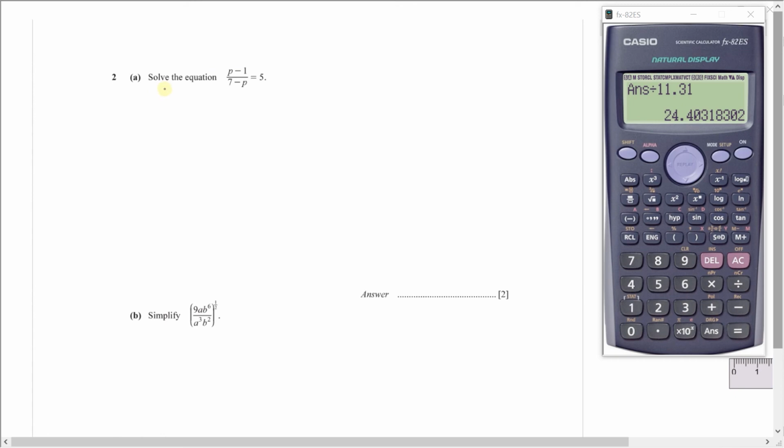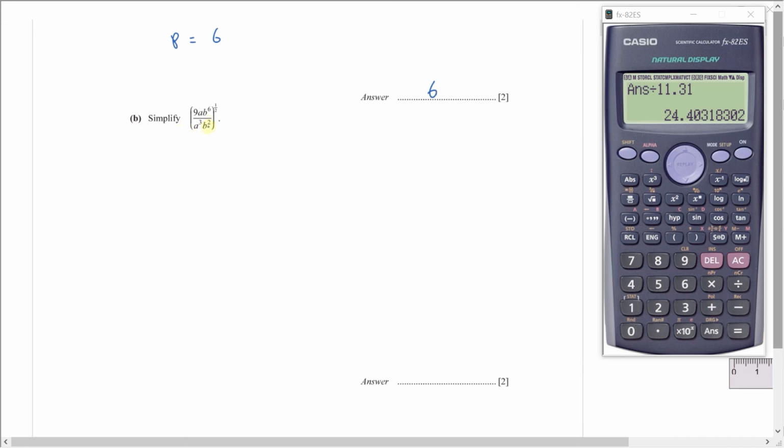So question number 2 is solve the equation p minus 1 over 7 minus p equals 5. So if I take the 7 minus p to the other side, I will get p minus 1 equals 5 times 7 minus p. So p minus 1 equals 35 minus 5p. So I bring this 5p to this side, I will get p plus 5p. And then if I take this 1 to the other side, I will get 35 plus 1. So this will be 6p equals 36. So p will be equal to 6. So your answer here will be 6.